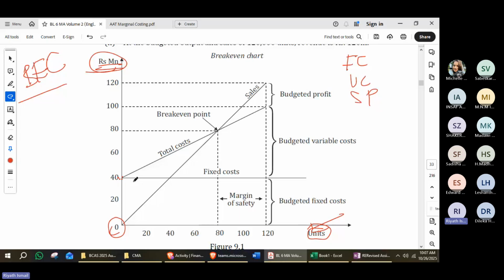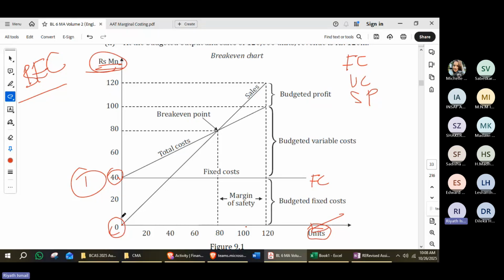Even though the production is 100 or 200 or 500, it never changes. So we can draw the fixed cost line. It's straightforward. First step, we draw the fixed cost line. Second, we know that sales is 0, right? When the production is 0, there are no sales and no variable cost, right? When production is 0, there is no variable cost, there is no sales.